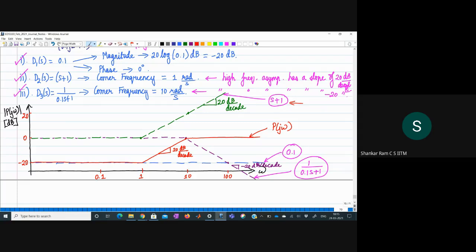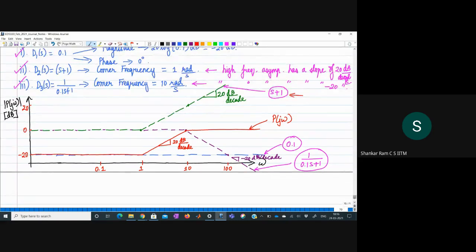So consequently, at omega equals 10, the value of the magnitude, right, because the magnitude has grown by plus 20 decibels over a decade. So then what happens? Beyond 10, the factor 1 by 0.1 s plus 1 will essentially contribute a slope of minus 20 decibels per decade. So the curve will flatten out, right? So P of j omega will have a slope of 0 decibels per decade, and that's how we get this plot. All right. Okay. Any questions on how we got this?